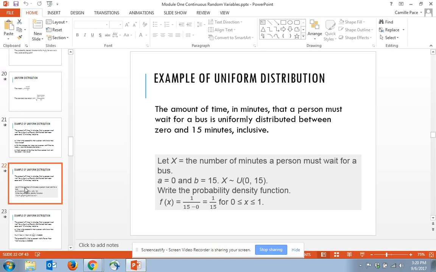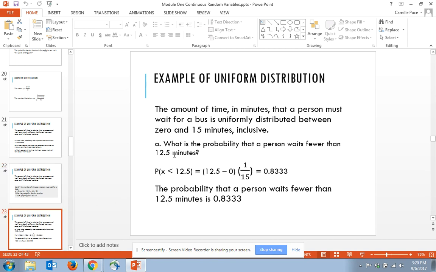So this is how I would write it. X is the number of minutes a person must wait for a bus. A is 0, B is 15. So I write it as X approximates uniform distribution, 0, 15. So f of x equals 1 over 15 for 0 less than x less than 15. Okay? It should be 15 right there. I have a typo. Sorry about that.